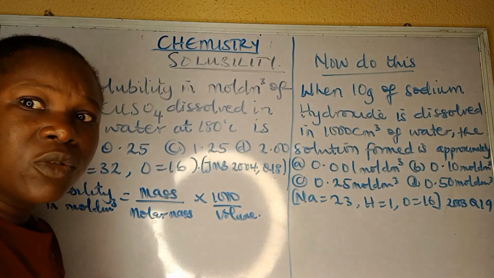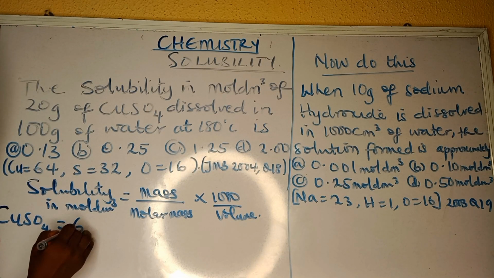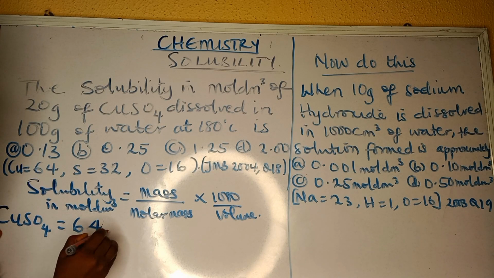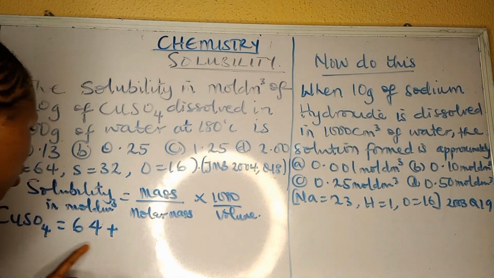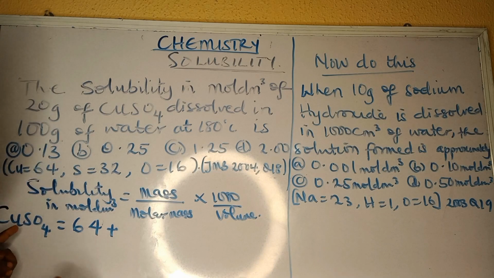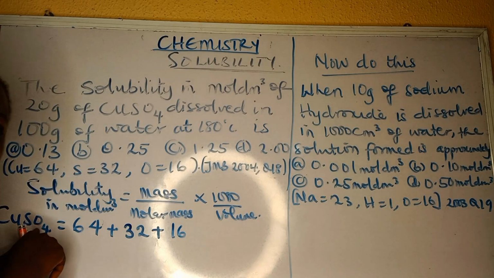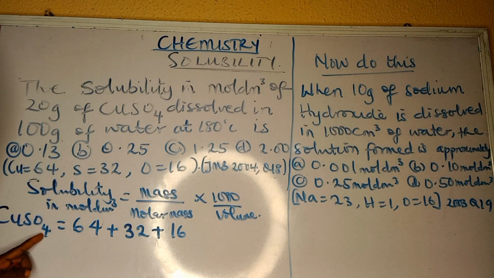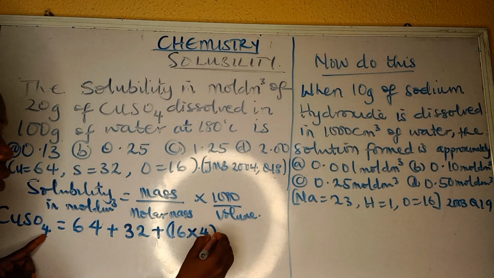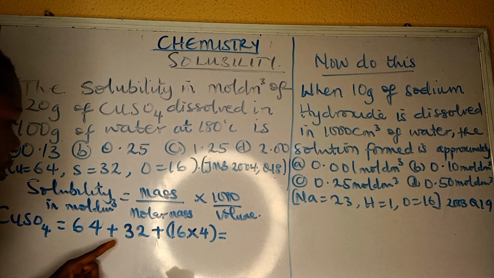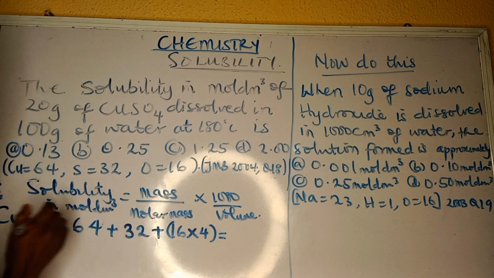So to calculate the molar mass of copper(II) tetraoxosulfate(VI), CuSO4, copper is 64. While in some cases you may see it as 63.5 gram per mole. Now, sulfur is 32 and oxygen is 16. But don't forget, we have 4 atoms of oxygen in this compound. So what do we do? Multiply this 16 by 4 in brackets, separated from the others. So we have 64 plus 32, which is 96, plus 16 multiplied by 4, which is 64.